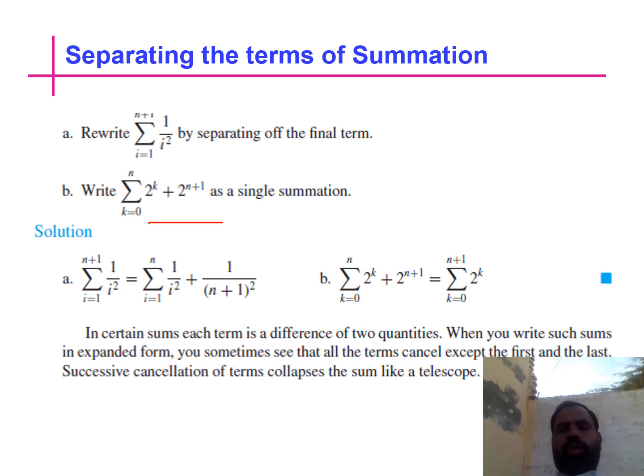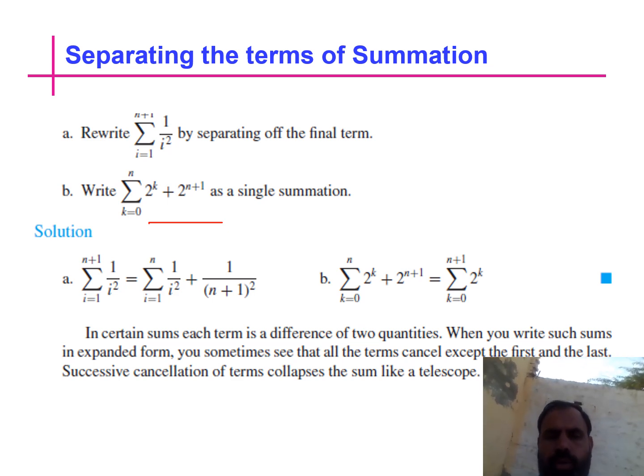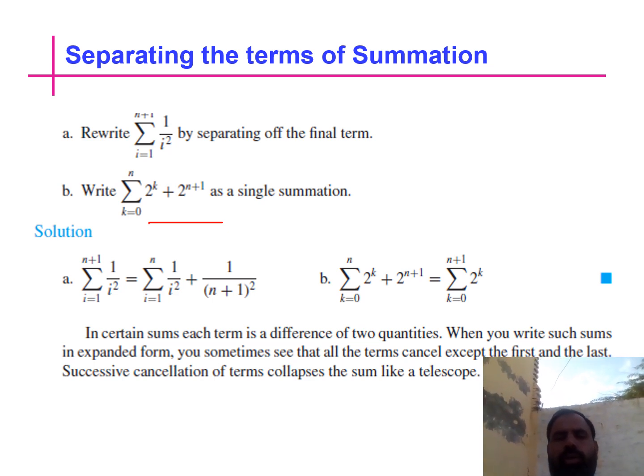In certain sums, each term is a difference of two quantities. When you write such sums in expanded form, you sometimes see that the terms cancel except the first and the last. So the successive cancellation of terms collapses the sum like a telescope.